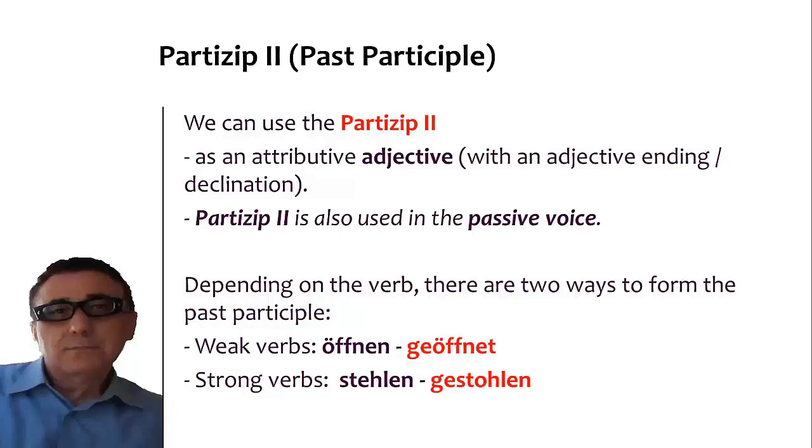Very similar to English, the German verbs also have weak verbs and strong verbs. For instance, if we have the verb öffnen, which means to open, the past perfect form of this verb is geöffnet. If we have a strong verb, however, then the root of the verb also changes. For instance, stehlen means to steal. The past perfect form of this verb is gestohlen.